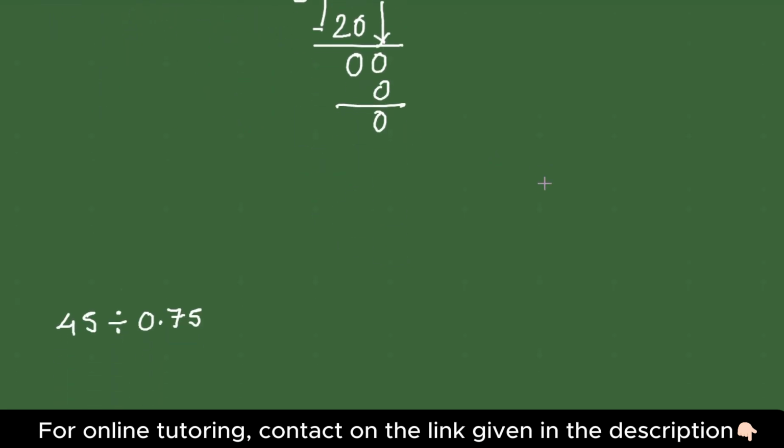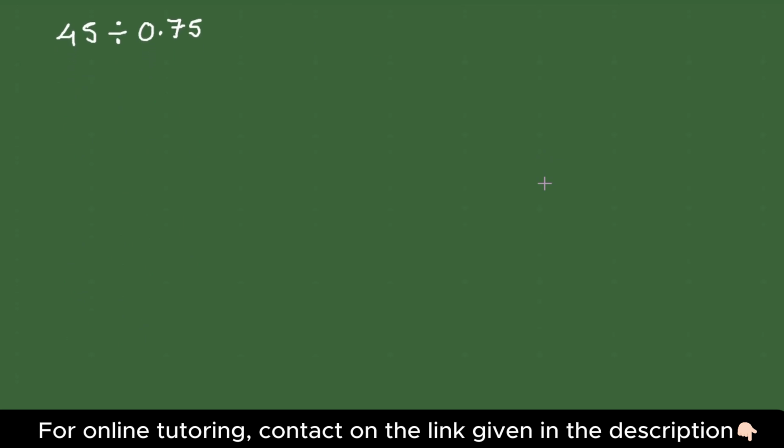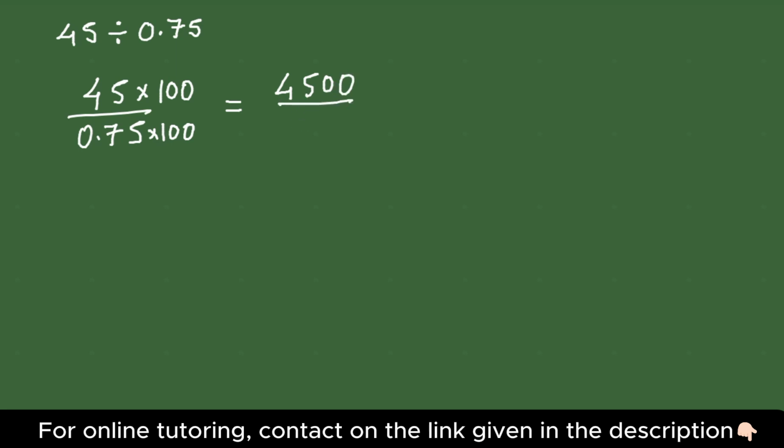Now let us do the next question. 45 divided by 0.75. Now to convert 0.75 into a whole number, we need to multiply it by 100 because there are two decimal places. Since we have multiplied divisor by 100, we have to multiply dividend 45 also by 100. So our problem is 4500 divided by 75.